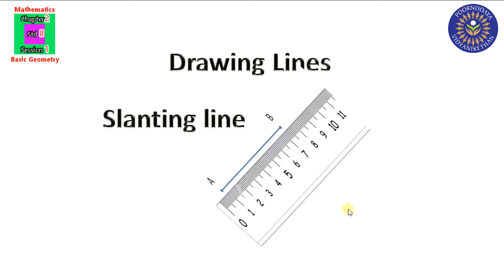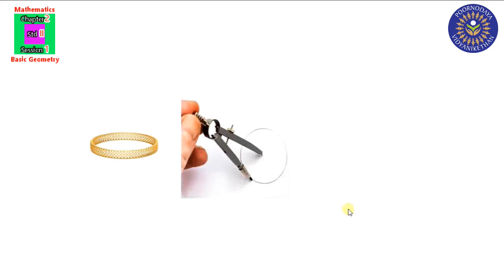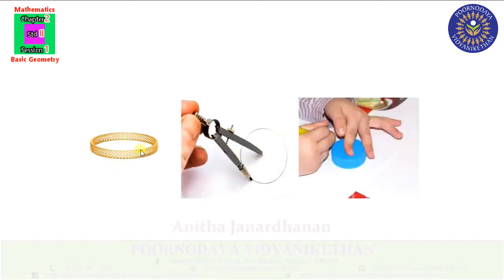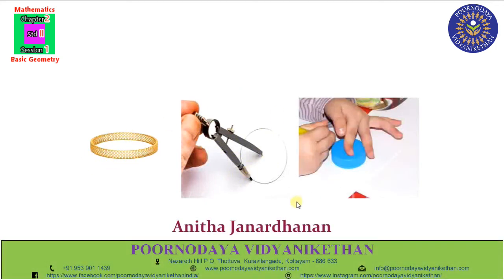Okay, these are some other things we can use to draw lines, but we cannot measure lines using them. To draw curved lines, we use a special instrument called a compass. Curved lines can also be drawn using some objects or freehand. We can draw circles by using a bangle or bottle caps, etc.